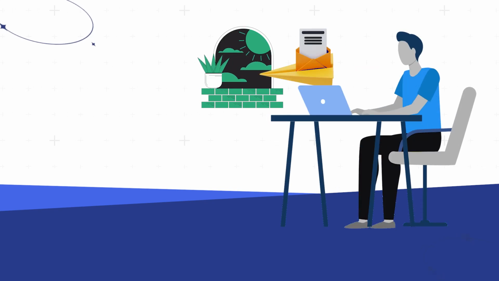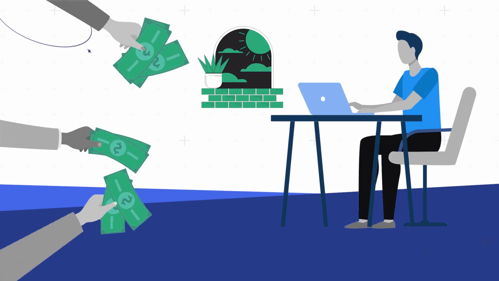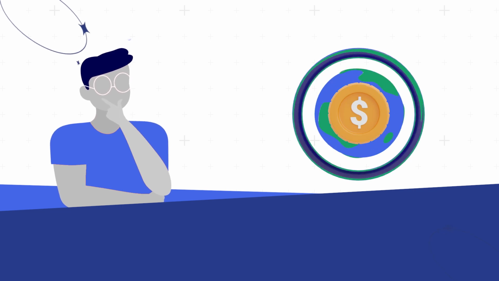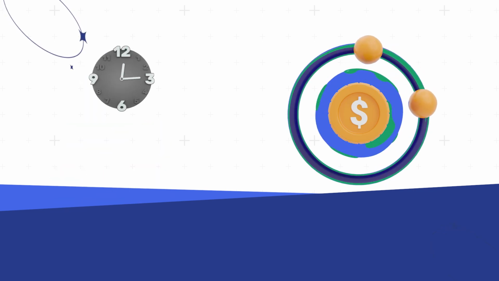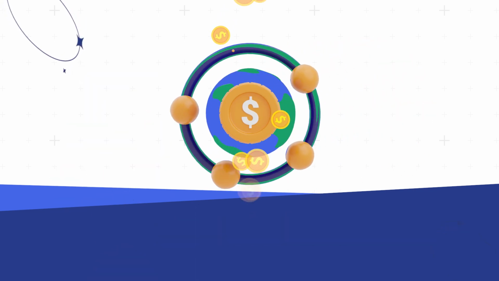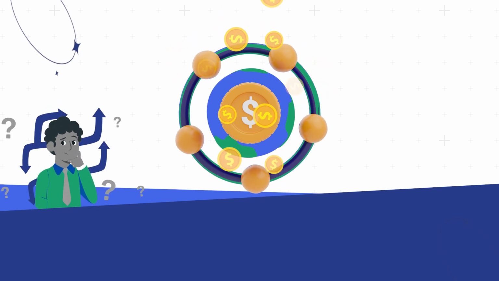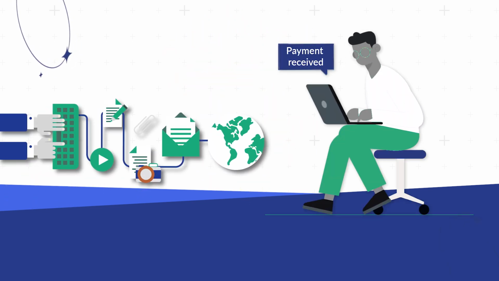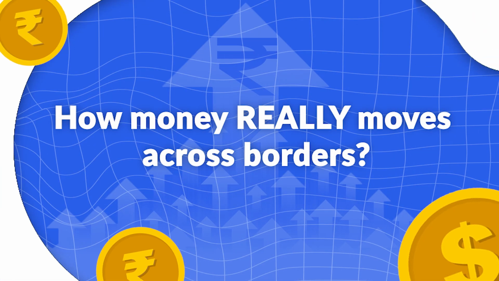You sent an invoice. Your client promised you a payment. But where's your money? Most people think international payments are simple. They are not. Every second, $5 trillion moves through a system most entrepreneurs don't understand. A hidden network that decides whether you get paid or not. Today, we are exposing how money really travels across borders.